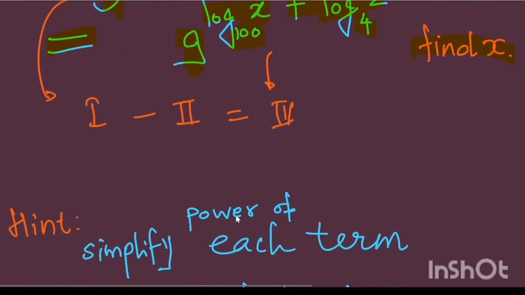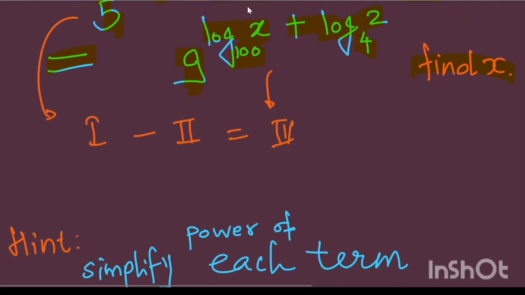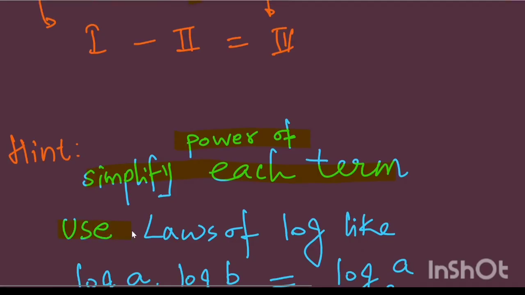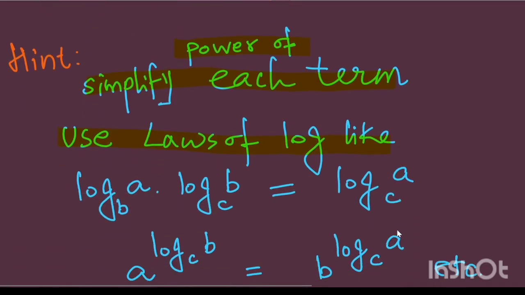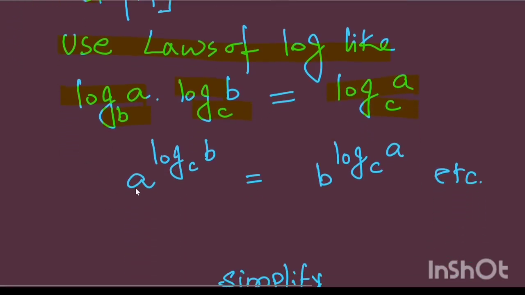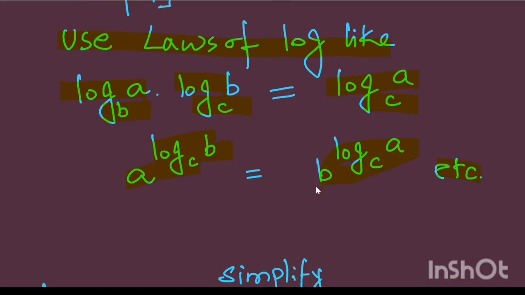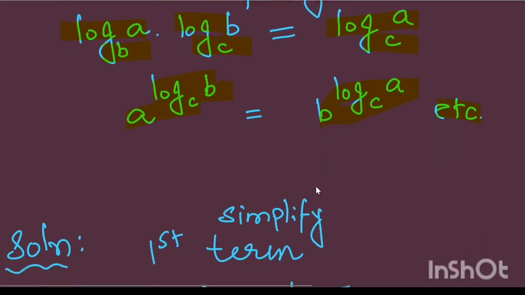So guys, the hint is, as you can see, all the terms contain somewhat complex expressions. So initially we will simplify each term, or rather we will simplify the power of each term. And when we simplify, we will use properties of logarithms like log a base b times log b base c is equal to log a base c, and a to the power log b base c is equal to b to the power log a base c, and so on. So we will simplify all 3 terms and then substitute them in the question.